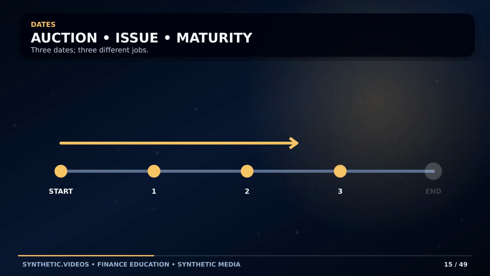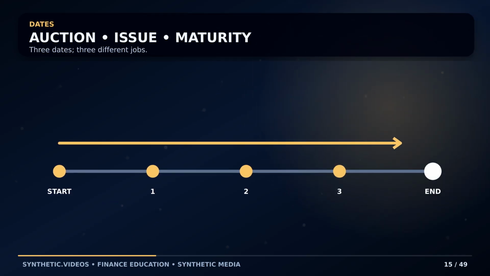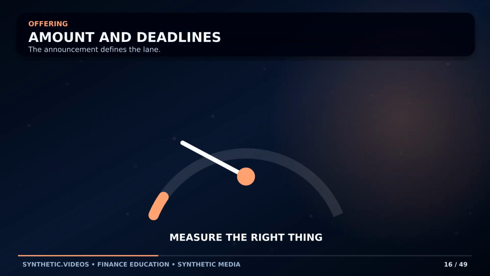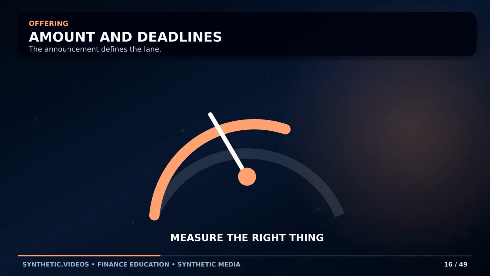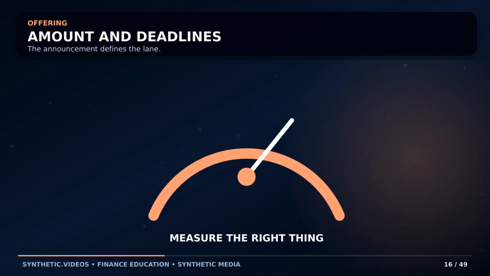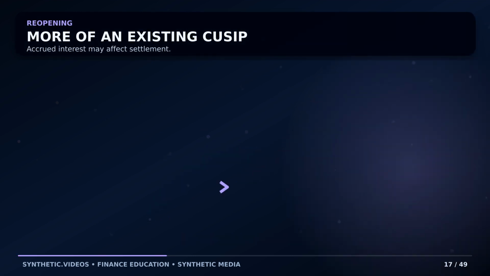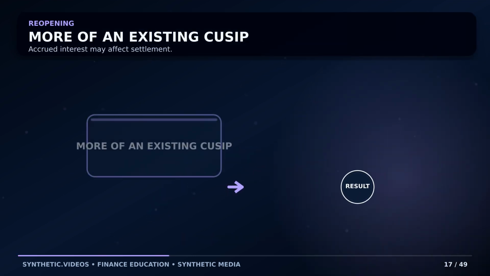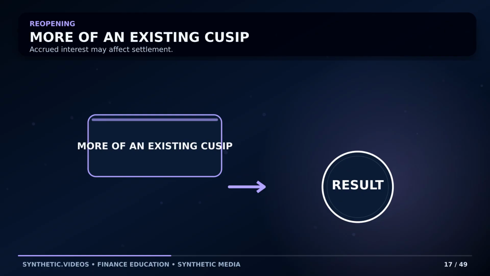Chapter 3. 2 bidding lanes. Auction bids are competitive or non-competitive. A non-competitive bidder chooses a dollar amount and agrees to accept the auction result. TreasuryDirect accepts non-competitive bids only. The current official limit is $10 million per auction, with a minimum purchase of $100 and $100 increments.